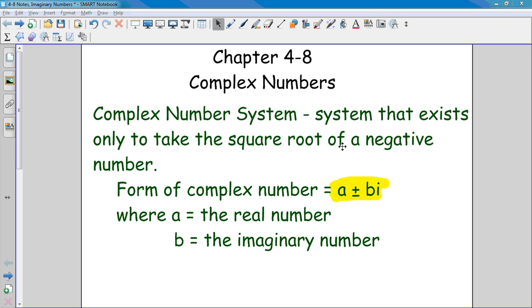What does a complex number look like? It looks like this: a plus or minus bi, where this a right here is your real number, and the b is your imaginary number. Just follow along from where we left off. You'll catch right on. So fill in that part of your notes. a is the real number, b is the imaginary number. That's what they're called.